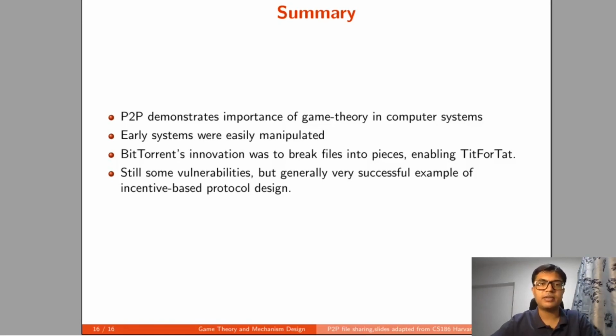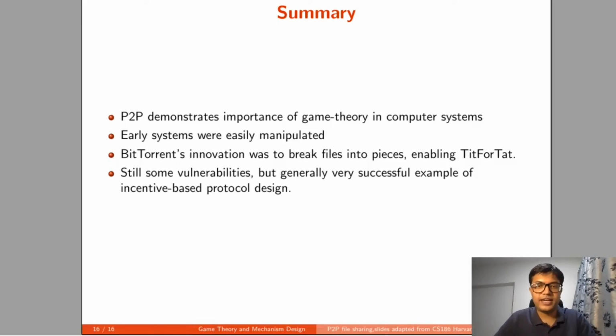Okay, so let us summarize that peer-to-peer demonstrates the importance of game theory in computer systems. Early systems like Gnutella and even before were very easily manipulated. BitTorrent is the first client which brought in the idea of repeated games by breaking the files into pieces and using tit-for-tat, which was quite successful because this is the principle through which current peer-to-peer systems work. But it still has some vulnerabilities. By and large, it is a very successful example of incentive-based protocol design.